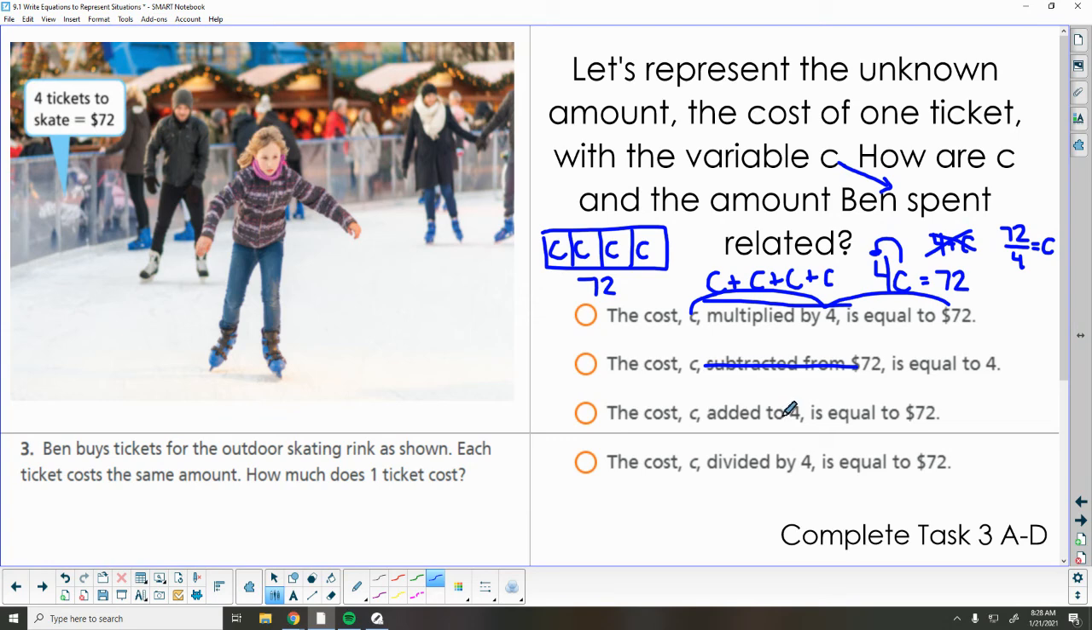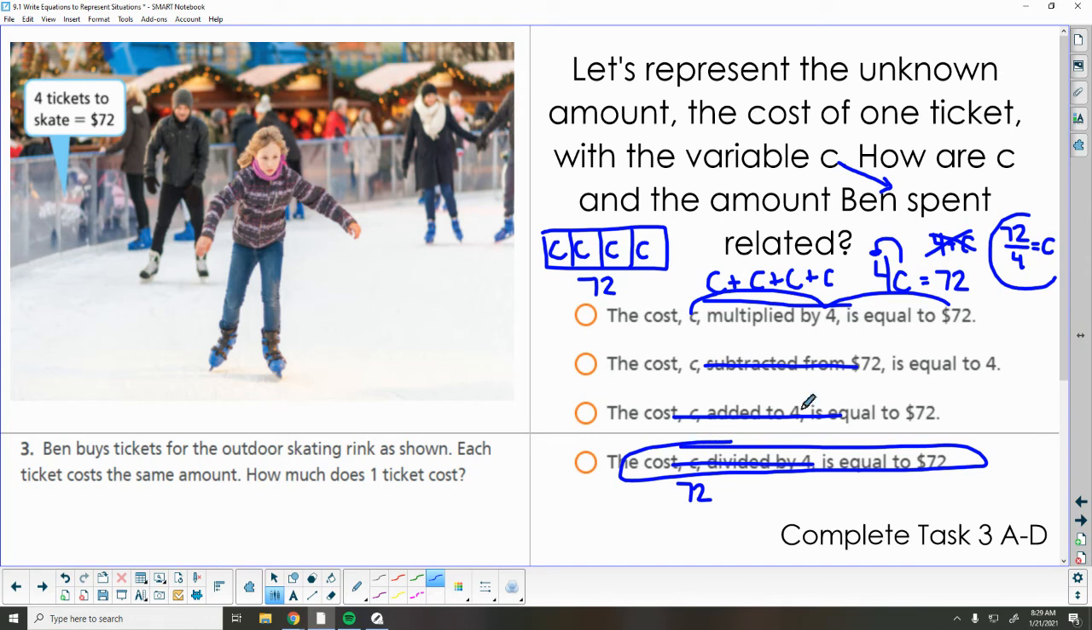The cost of C added to 4. So this is one ticket plus $4. So that's not helpful. And we can't take a ticket and divide it by 4. We would have to take the total and divide it by 4. So this one doesn't match either. So we could divide, but this expression here is still not what we want. We want 72 divided by 4, or C times 4. So the only one that makes sense of these words is this first one here. We're taking C, multiplying it 4 times to equal 72.